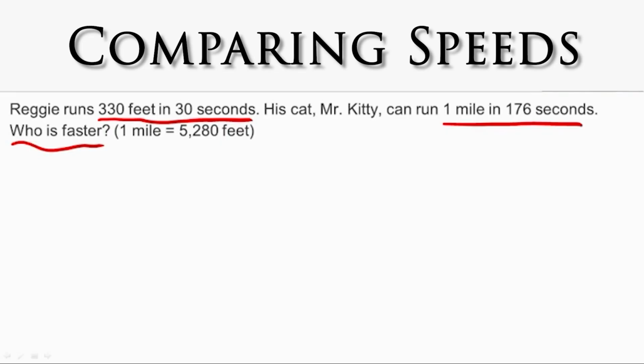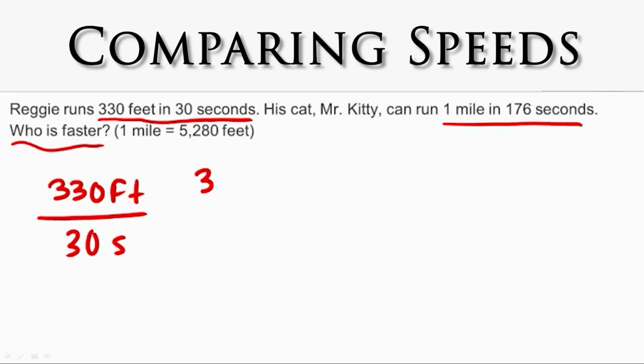So let's get started with Reggie. Remember, speed is the rate of distance to time. Reggie runs 330 feet, that's the distance, in 30 seconds. Now that's not a unit rate because a unit rate has to have a denominator of 1. Now earlier in the lesson, we talked about how to convert the speed to a unit rate. You take the distance and you divide it by the time, and that gives you the speed as a unit rate. So in this case, it tells us that Reggie runs at a speed of 11 feet per second.